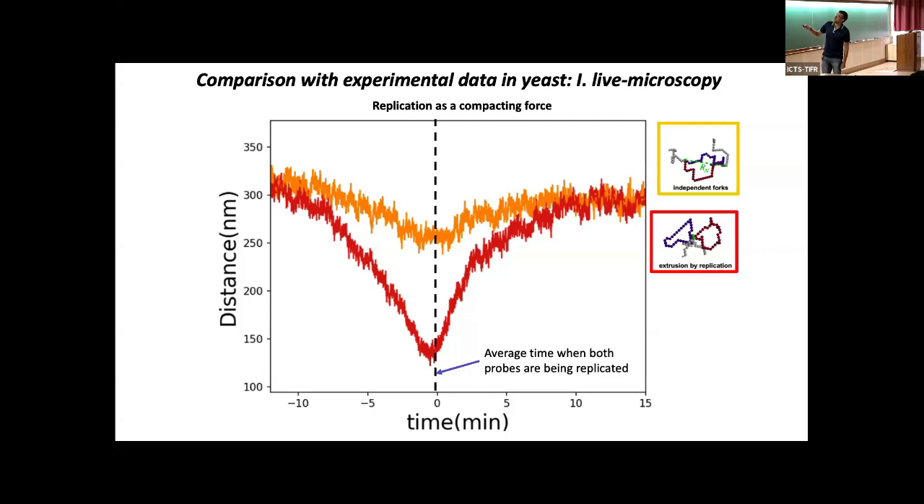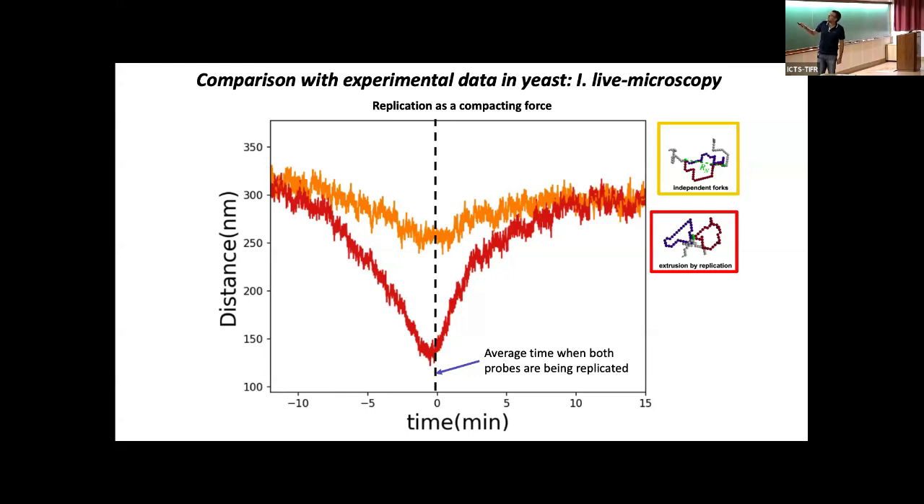The time where this distance is shorter is basically the time where the two points are replicated at the same time. And the reason you have a slight decrease in distance is that at this time, you have a loop, and the two sides of the loop are the two points where we are monitoring the distance. If you know a little bit about polymers and ring polymers, it's not very surprising that a polymer ring is more compact than a linear polymer. And so that's why you have this slight decrease in distance, because the object in between is more compact.